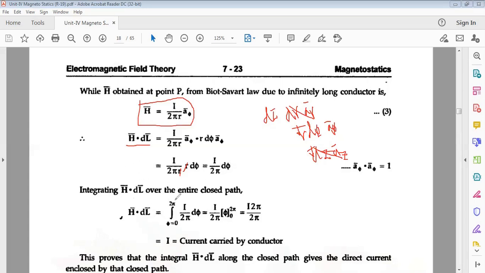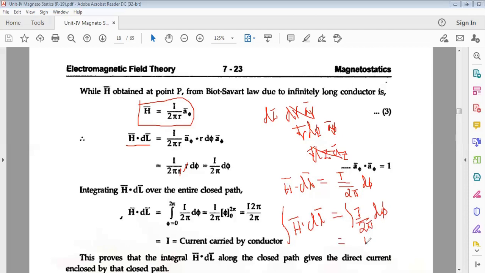H bar dot dl bar is equal to, apply the integral on both sides. H bar dot dl bar is equal to, we got I by 2 pi into d phi. Apply the integral on both sides. Integral H bar dot dl bar is equal to integral I by 2 pi into d phi.